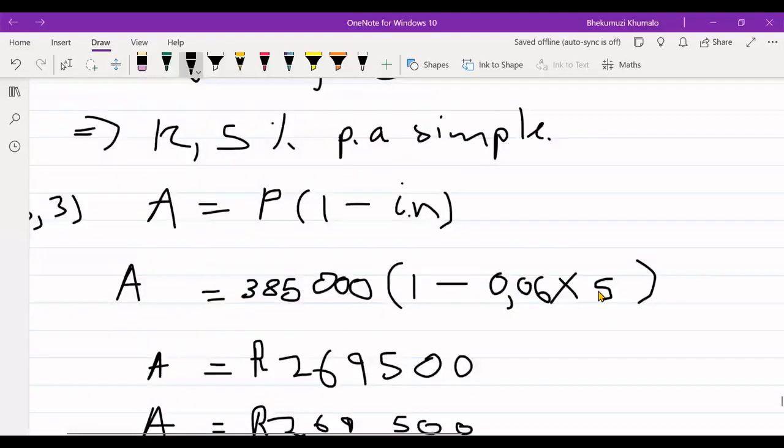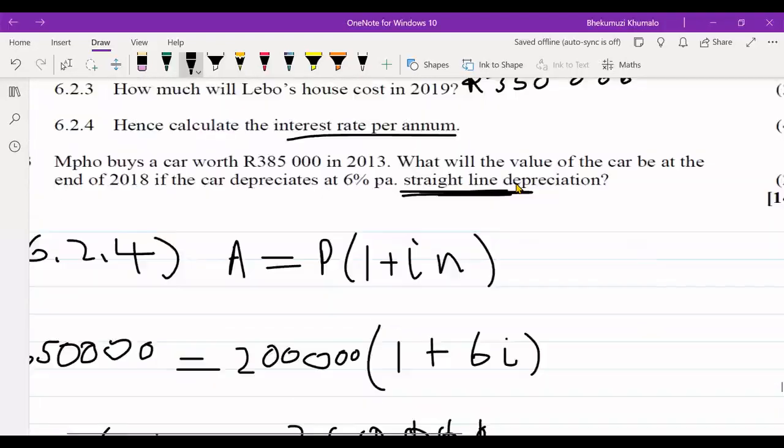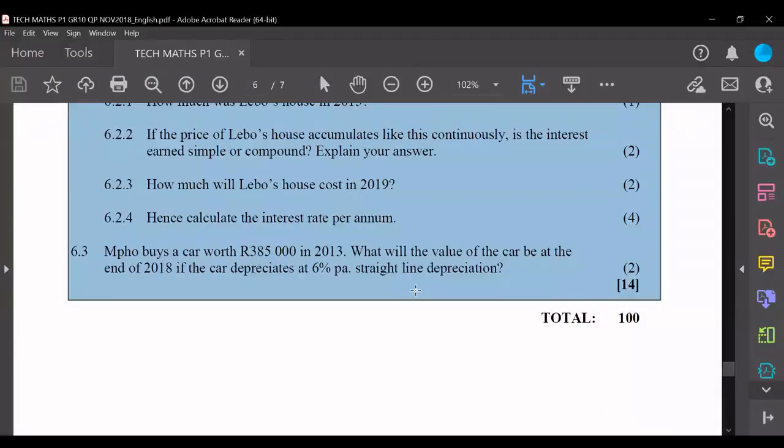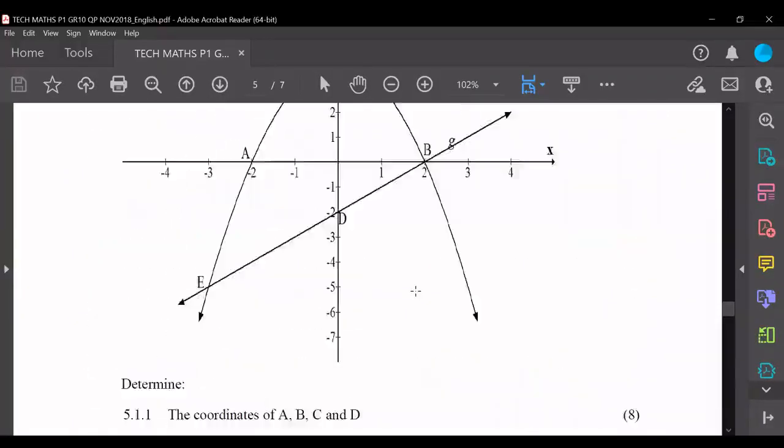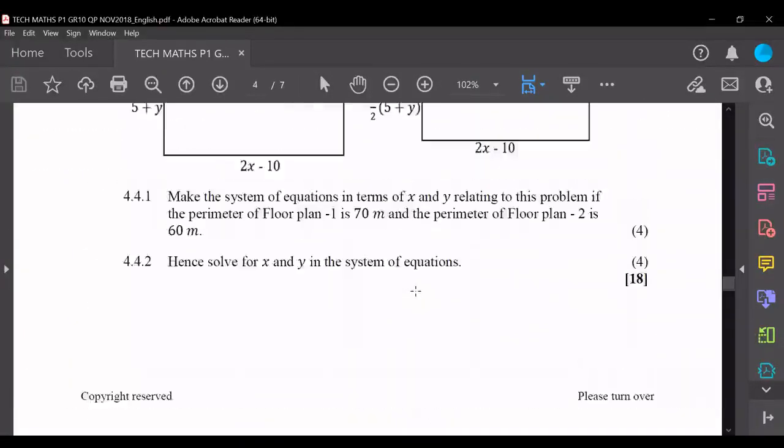So this is literally the entire question paper. We have just written a whole 100 marks of Mathematics Paper 1 Technical Maths.